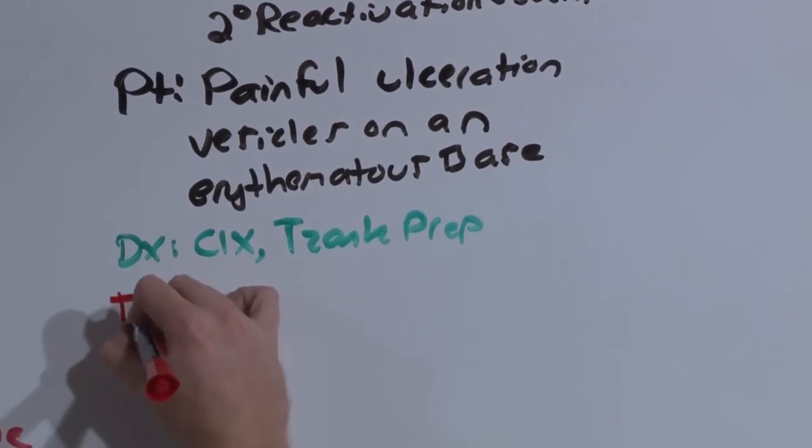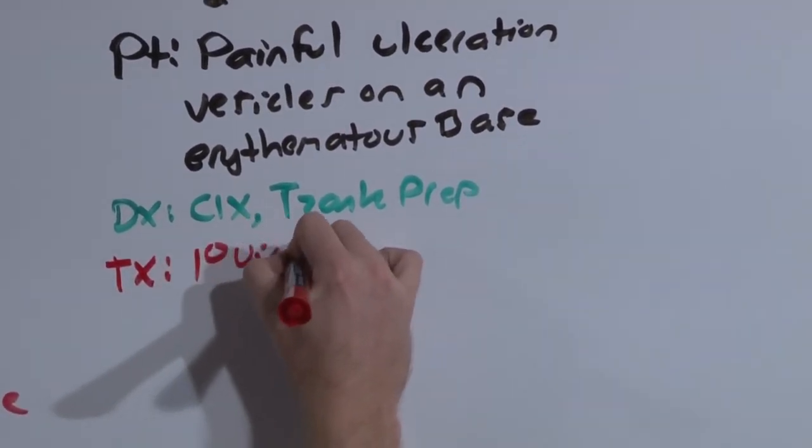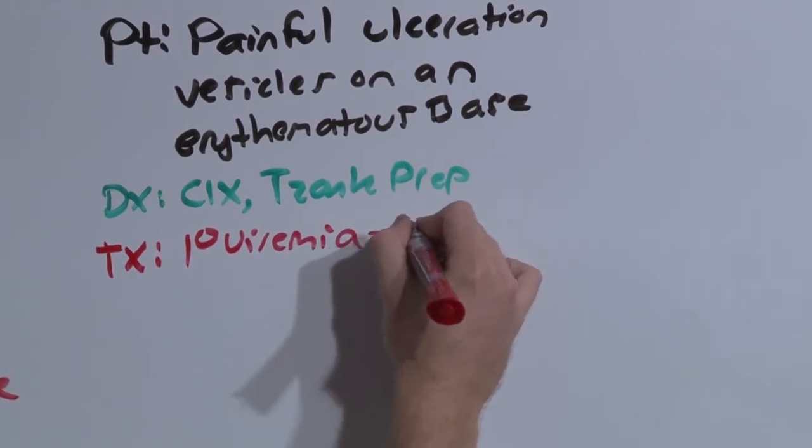Now, the problem is that if she has a primary viremia, baby's screwed. Nothing you can do about it. That hits baby hard.